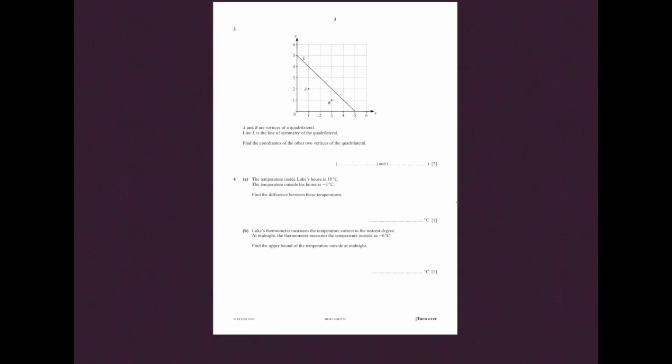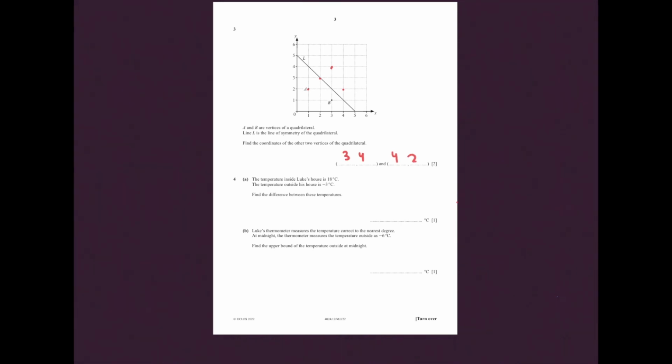Okay, so line L is the line of symmetry of the quadrilateral. If you can see this point, line of symmetry means that the other point is on the other side of the line. So if A is here and the line of symmetry is here, where will the mirror image come? Here. So one coordinate will be 3, 4 and the other coordinate will be 4, 2.